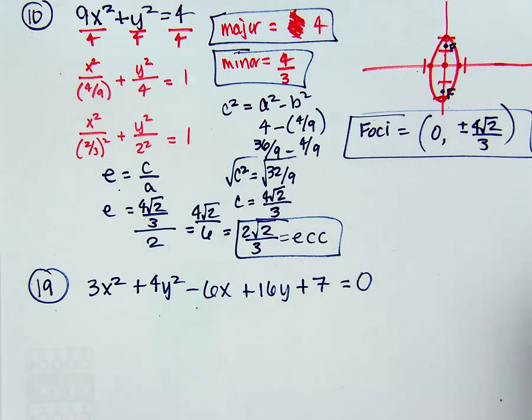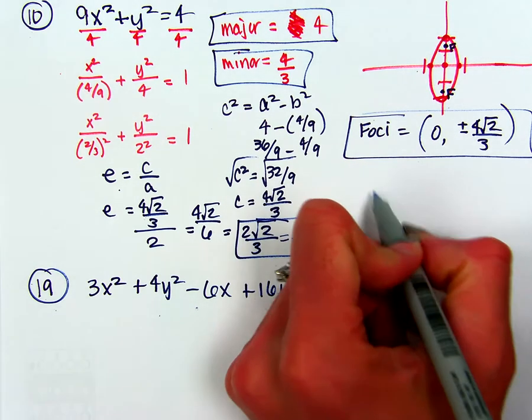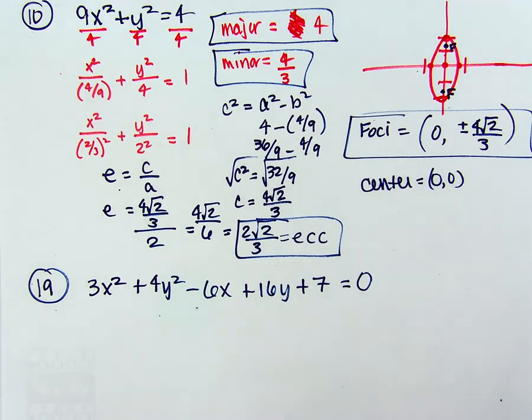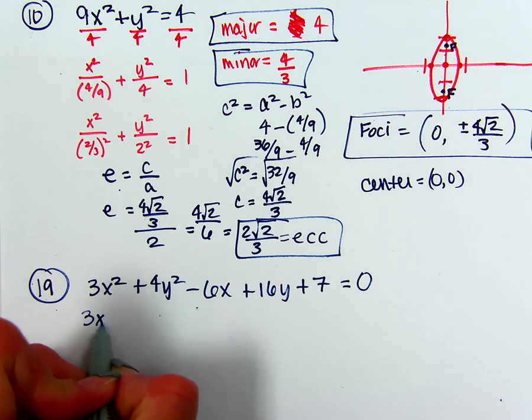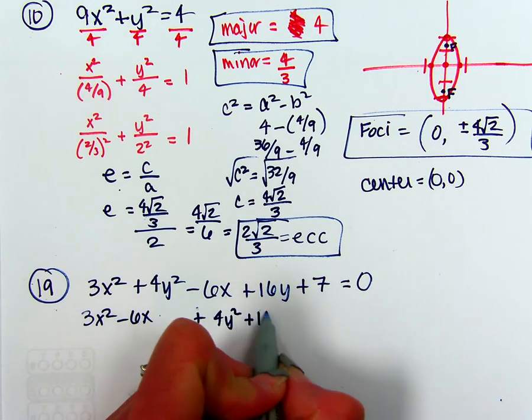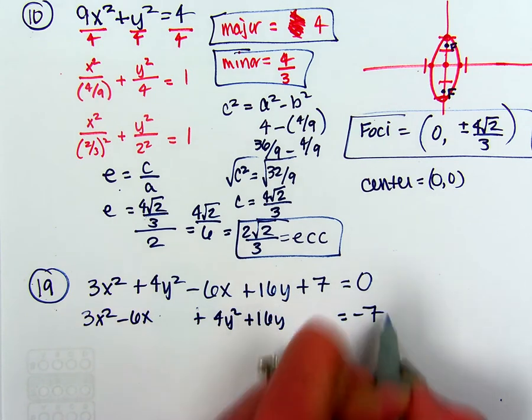All right, so we also need to identify the center. In the previous one, we knew the center was at 0, 0. That's pretty easy. Anytime you complete the square, probably you're not going to have a center at 0, 0. So I would group your x's and y's. I would move the 3x squared minus 6x, then I have my 4y squared plus 16y, and I'm going to move this 7 to the other side.